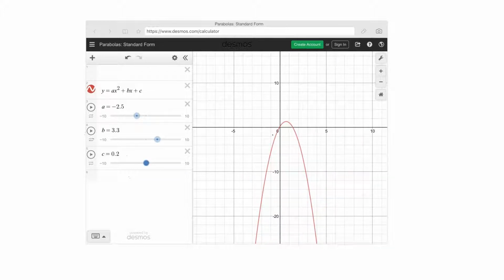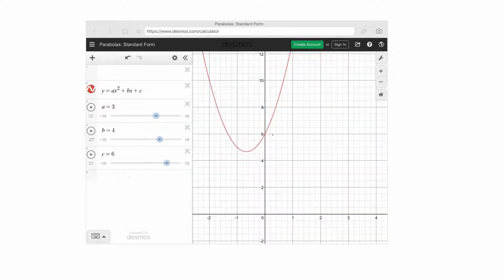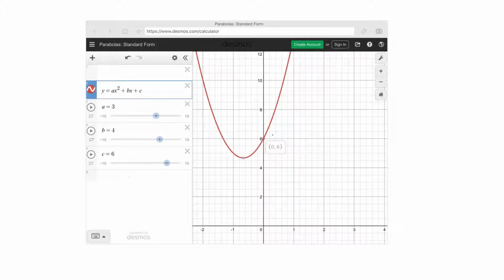And when you change the value of c, it is only responsible for vertical movement. So for example, if you have the equation 3x squared plus 4x plus 6, if you closely observe, you will get a y-intercept at 6, and this graph lies above the x-axis.